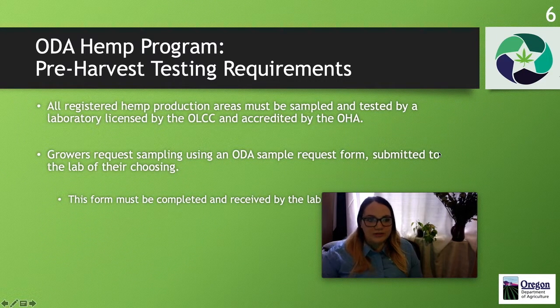So let's get into a little bit of the pre-harvest testing requirements. All registered hemp production areas must be sampled and tested by a laboratory licensed by the OLCC and accredited by the OHA. And I'm hoping if you're watching this video that that's you. Growers request sampling using an ODA sample request form. They submit this form to the lab of their choosing. I want to make it clear that you should receive this form before you go out and do any testing. It's really important that you collect the necessary information prior to going out in the field and that everybody retains a copy of this document.